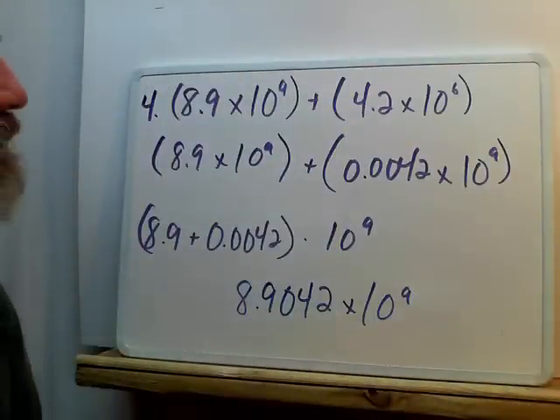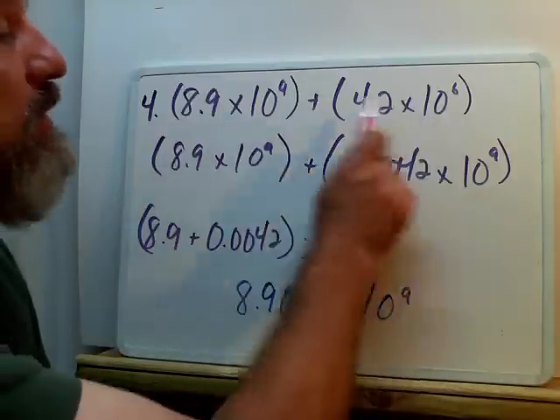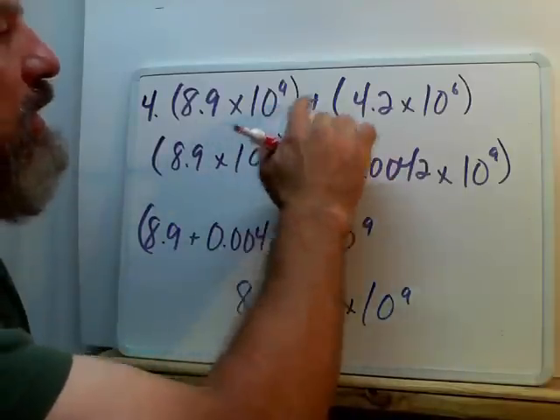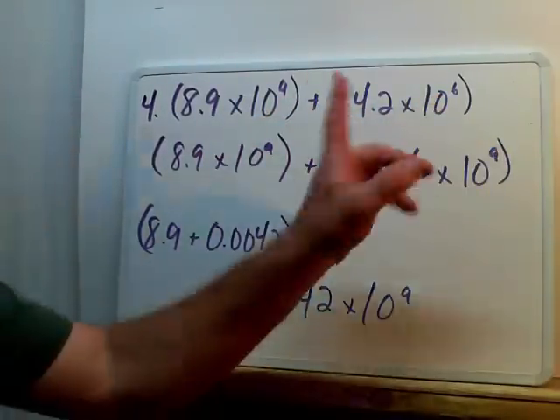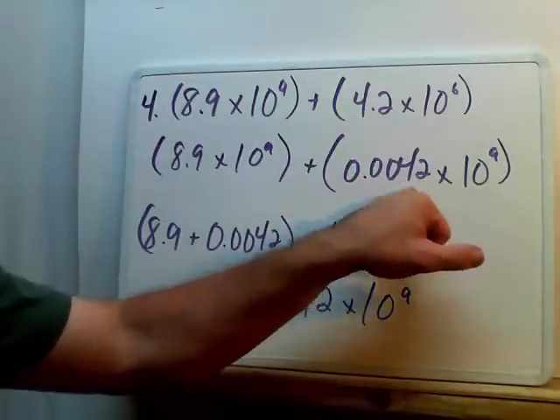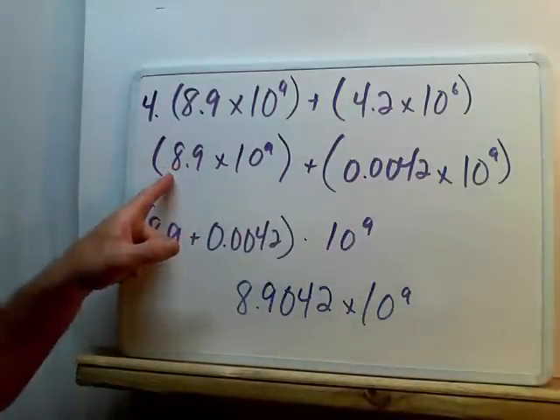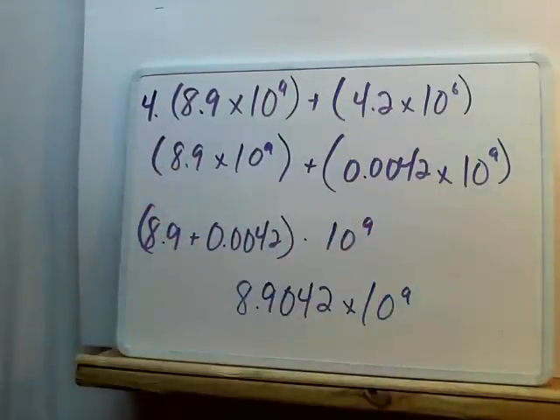Number 4, 8.9 times 10 to the 9th plus the quantity 4.2 times 10 to the 6th. Now, back to that thing that we've been looking at. Which should I switch? Should I get this to 10 to the 6th or should I get this to 10 to the 9th? Well, if I move this to 10 to the 9th, we're going to have a fairly small number added to what is already 8. So I think that's obviously the best way to go.